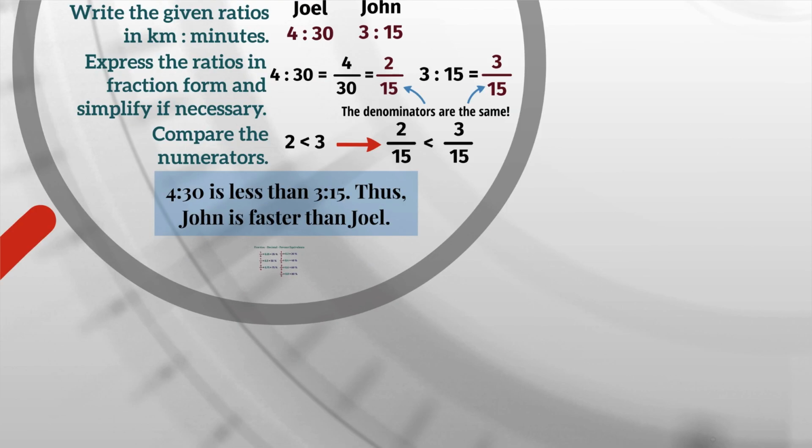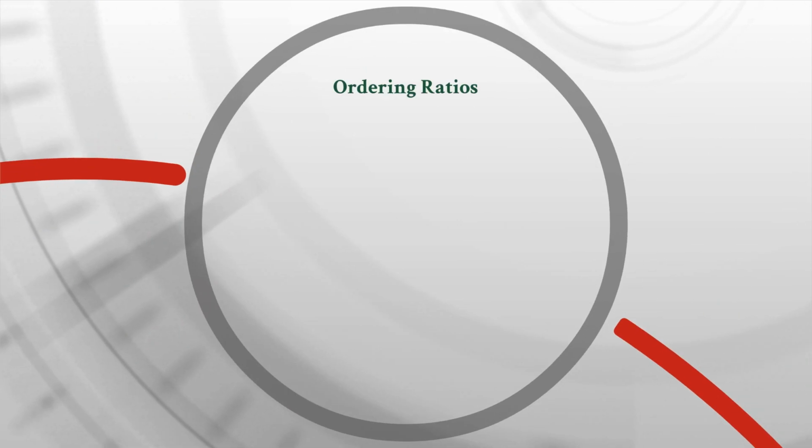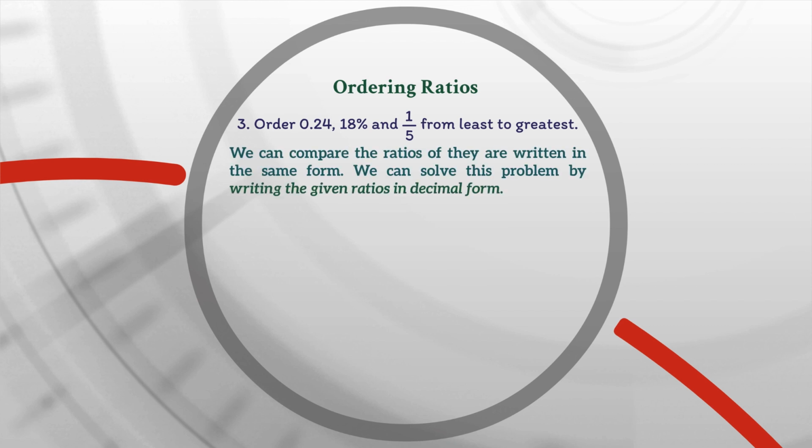For the next topic, we will use what we learned in ordering ratios. Let's have an example. We will order 0.24, 18%, and 1/5 from least to greatest. As you can see, these rational numbers are in different forms. We can only compare the ratios if they are written in the same form. Also, we can solve this problem by writing the given ratios in decimal form.